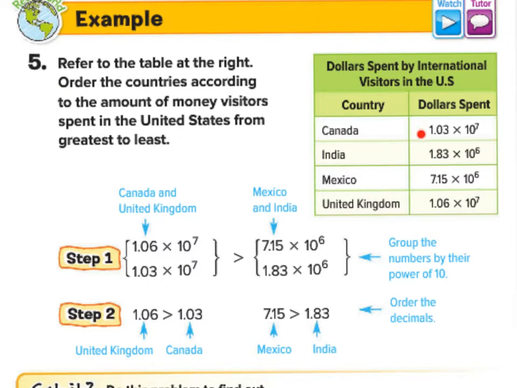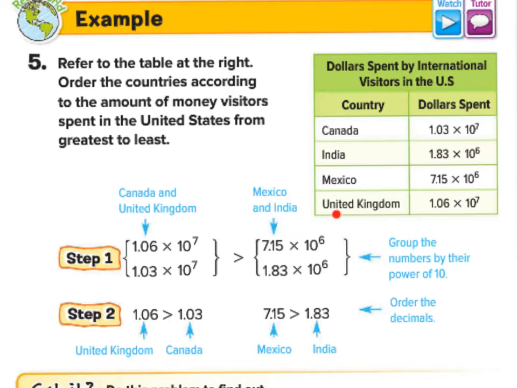Now, clearly, you can see that Mexico has a bigger number right here, in the ones. But when you actually look at the exponent, it tells you how many times the decimal is going to jump, and this one's jumping by 1 more place value. So this number is much bigger than this number.